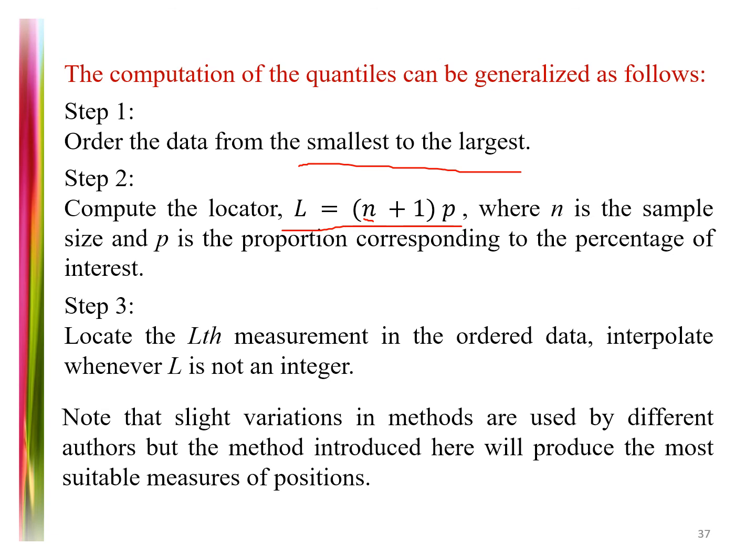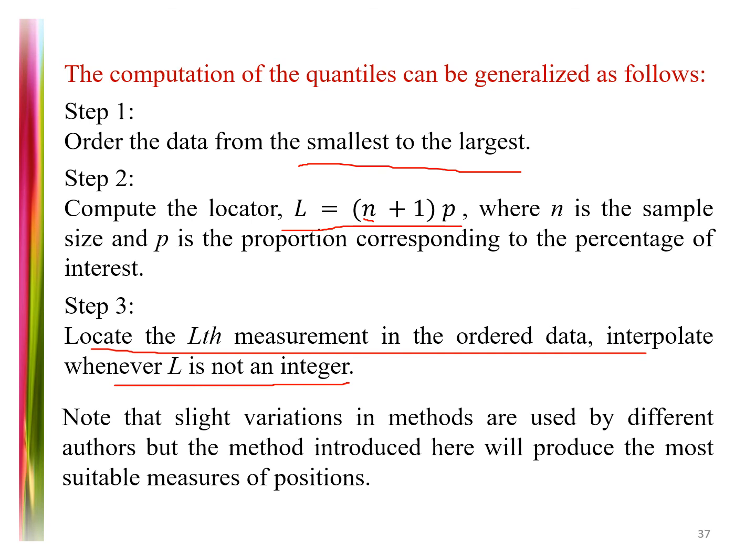For example, if you want to calculate Q1, p should be 0.25. And for decile 7, your proportion is equal to 0.70. Step 3, locate the Lth measurement in the ordered data. Interpolate whenever L is not an integer. In some situations L is not an integer, it has a decimal point, and we can use the interpolation method. Maybe later we will introduce that interpolation method.